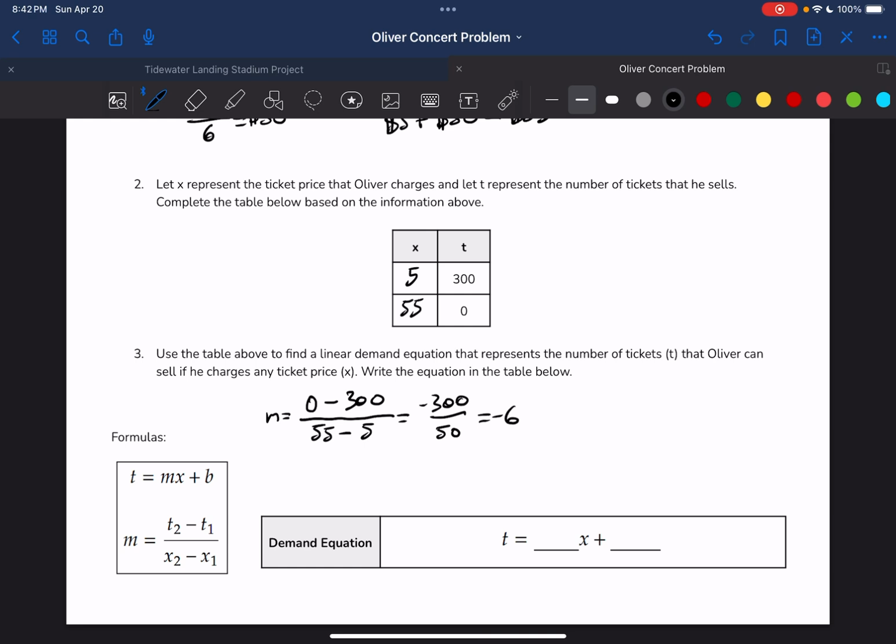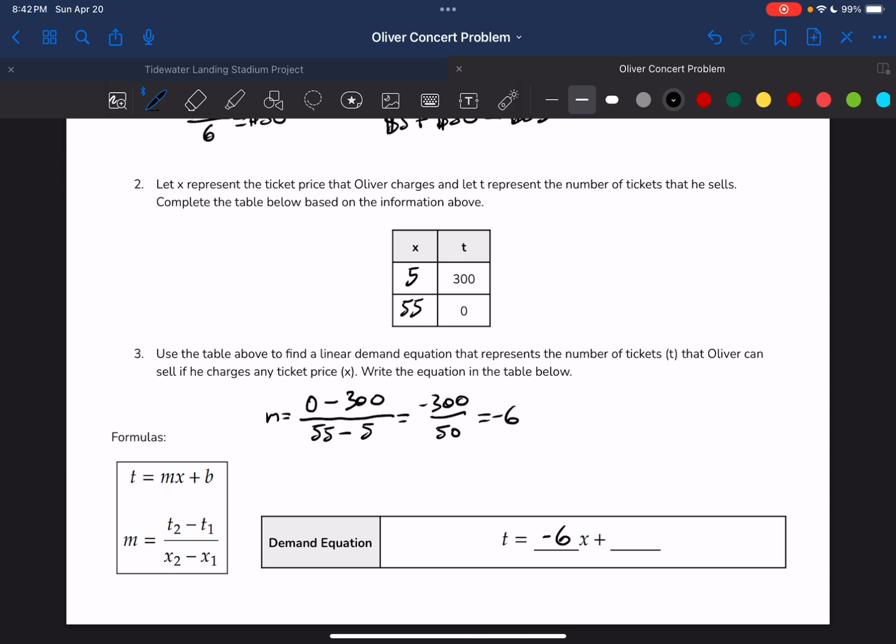Right, and that makes sense given the context we're looking at. If he increases X, the ticket price, by $1, then T should decrease by 6. We have negative 6 for our slope. Now we have to find our B. Right, we have our slope, now we need our y-intercept.